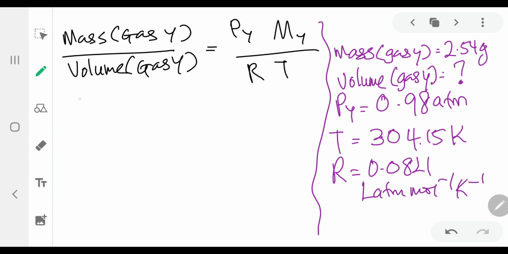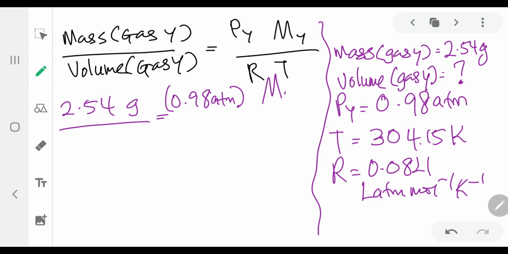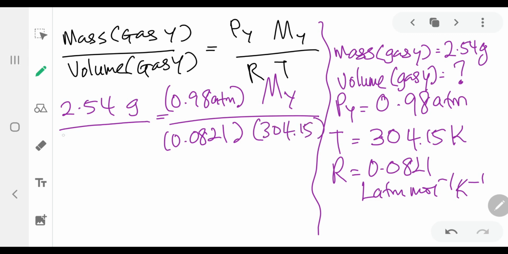So when you substitute all the values here, you get the mass is about 2.54 grams over the pressure, about 0.98 atm. So we want to find the molar mass of gas Y over 0.0821 times the temperature 304.15. Now, at this point, you can see that we have two unknowns.